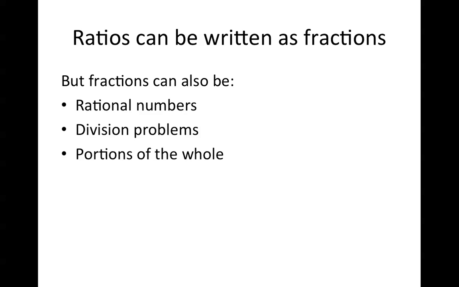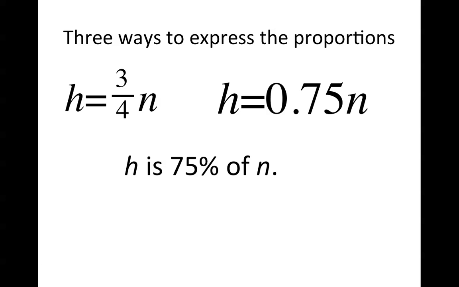Because you can think of fractions so many different ways, you can also express proportions in different ways. So here's one way to express the ratio or proportion of H to N. H is 3/4 times N. Or you could do the division problem, 3 divided by 4, and you'd get 0.75. You could also write H is equal to 0.75 N. And you could also say that H is 75% of N. All three of these statements mean the same thing in math terms.